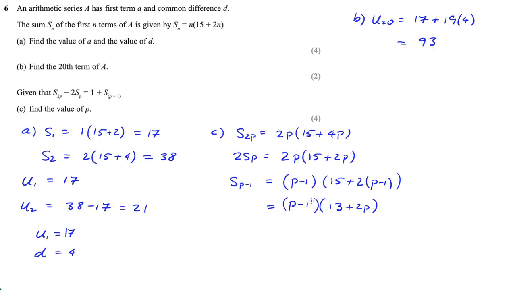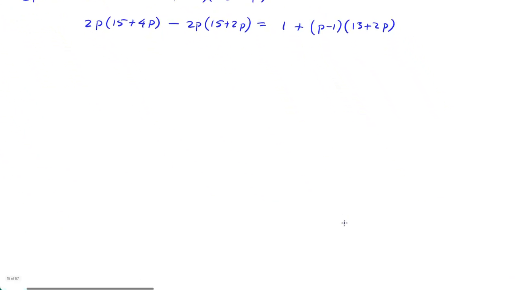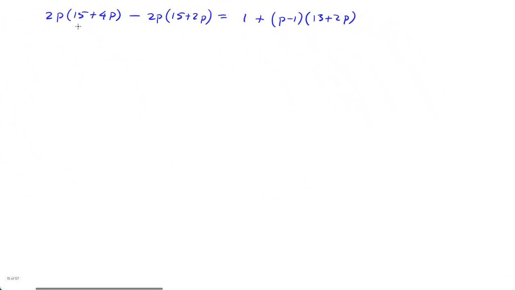Okay, so apparently this minus this equals 1 plus this, so let's write that out. This 2P times 15 plus 4P minus this 2P times 15 plus 2P equals 1 plus this, which is P minus 1 times 13 plus 2P. Okay, now I have my equation. I just have to find P, and we'll get it, guys, by multiplying things out.